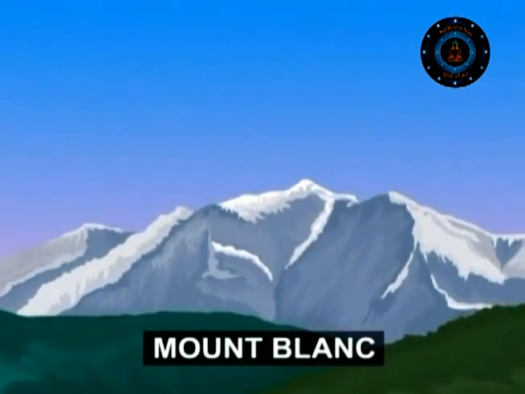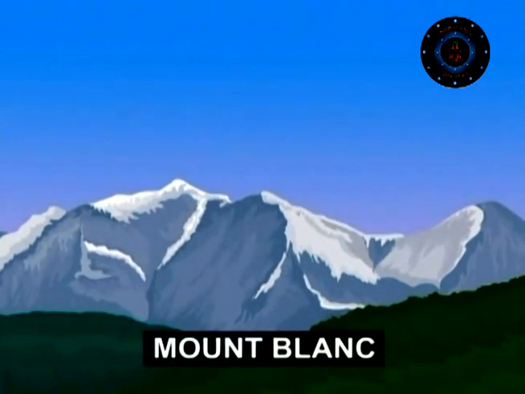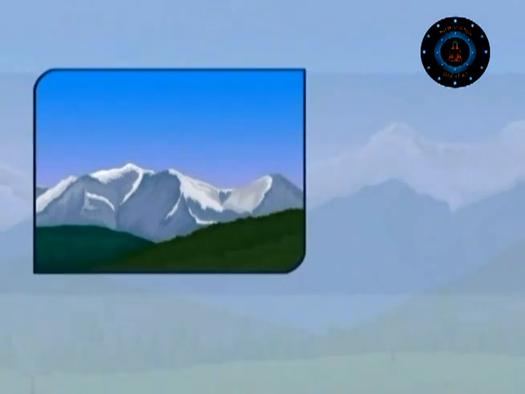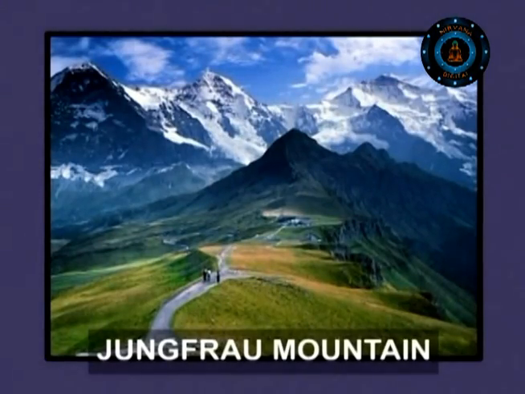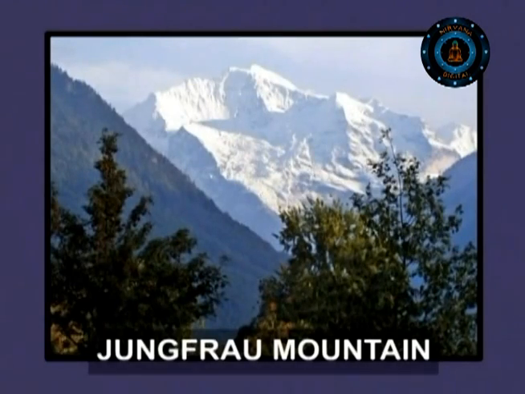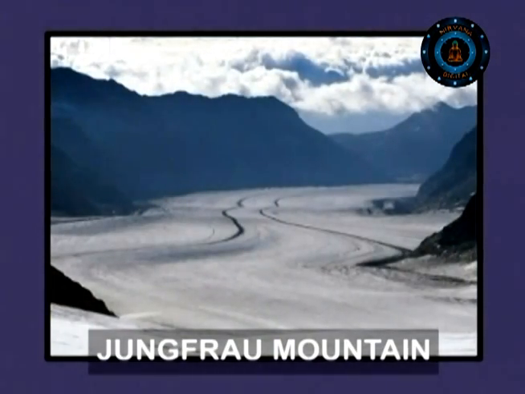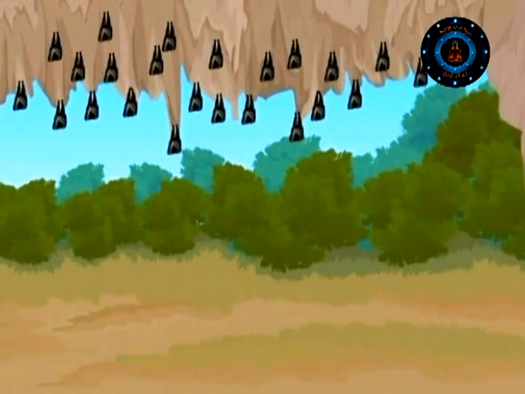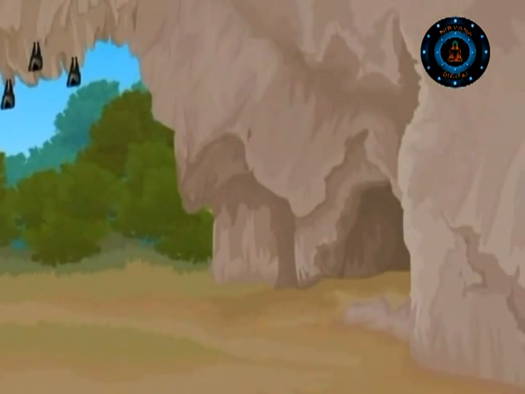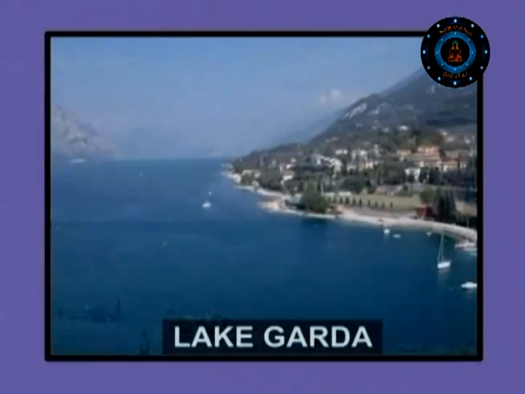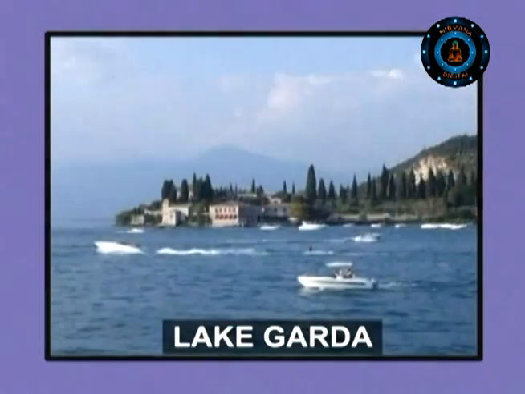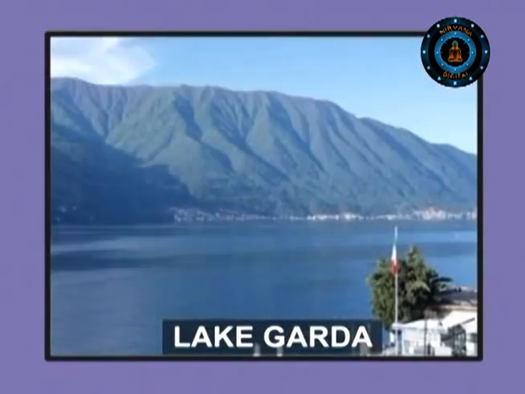Mont Blanc, which means white mountain, is the highest of the alpine peaks. It is a little above half the height of Mount Everest. The Jungfrau mountain is one of the tallest of the Alps and is surrounded by massive glaciers. The Slovenian Alps are inhabited by bat species and limestone caves. Sheltered by the mountains is Italy's large lake called Lake Garda, which has a warm Mediterranean climate.